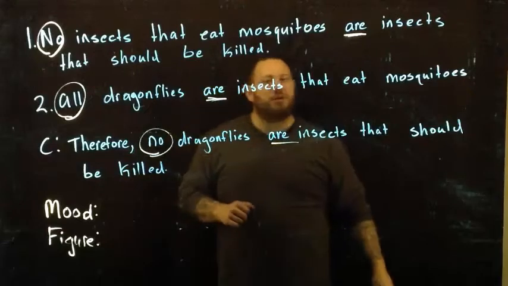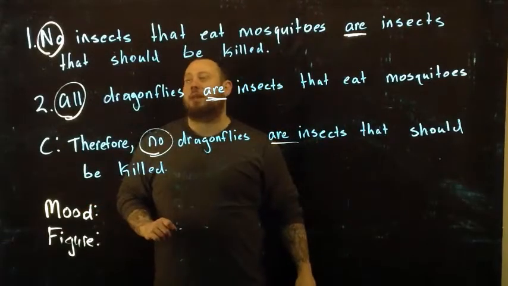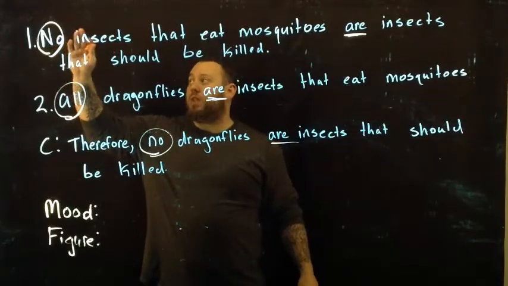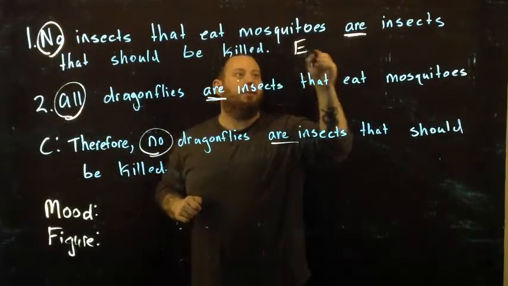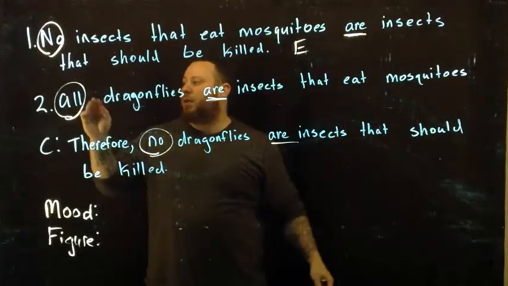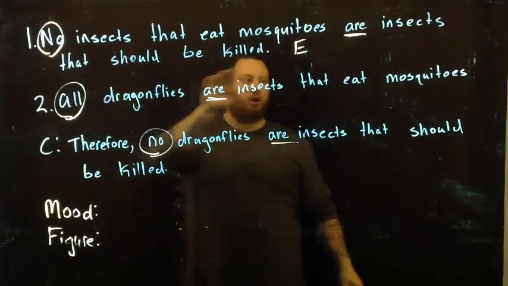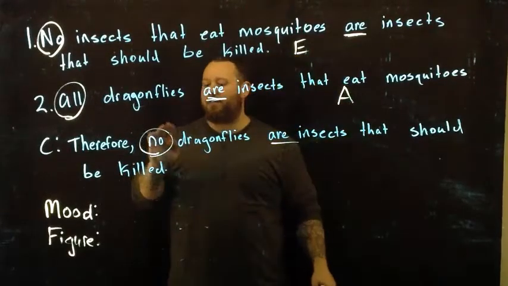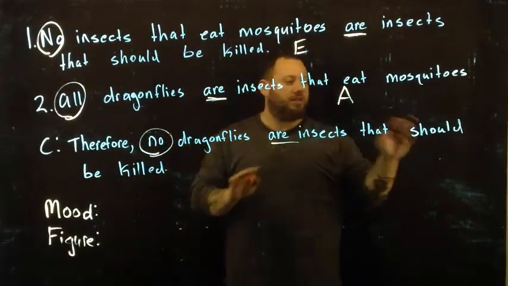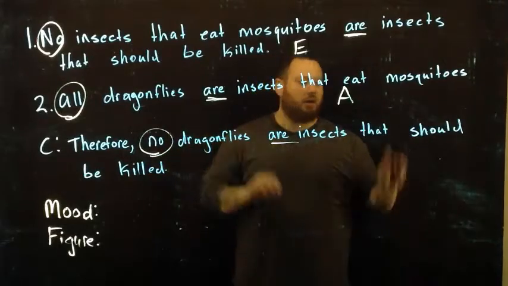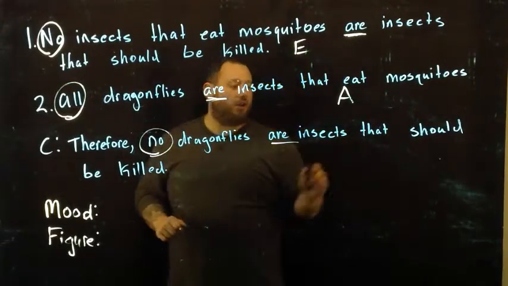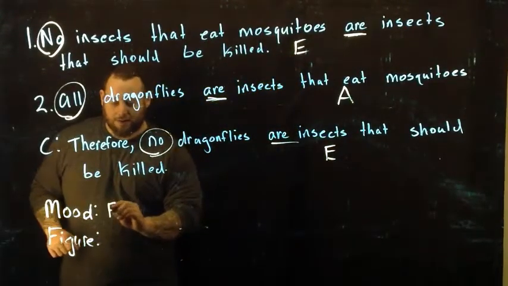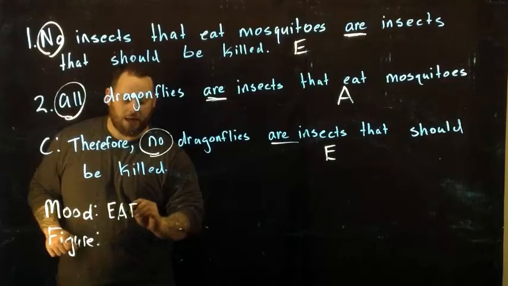So the first thing we need to do is figure out the mood of the statement. Again, since we have a no, we know that the no is an E statement: no P are Q. We have an all P are Q. We know that is an A statement. And then finally we have no dragonflies are insects that should be killed. No P are Q. And that is also an E statement. So our mood is an E, A, E.